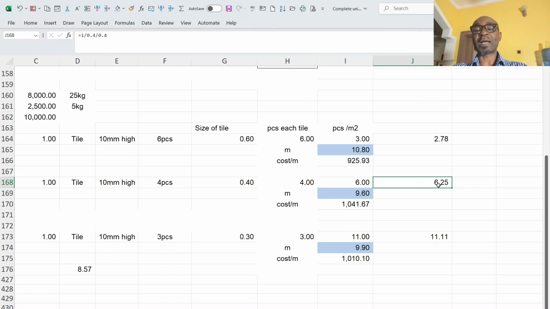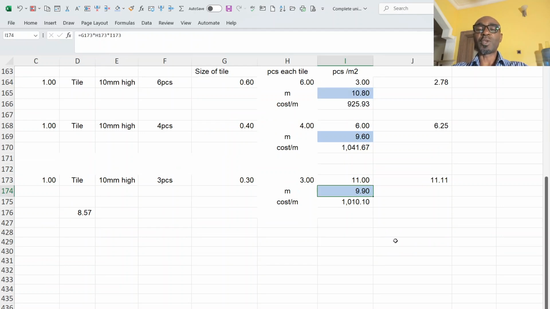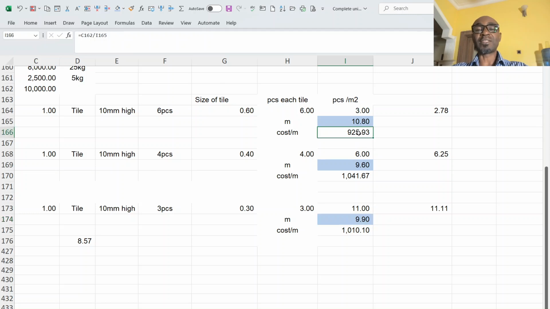You're going to have 6 pieces in a pack to give you 1 square meter, because you can't have smaller tiles that will give you 0.25. So you take the 6. Here also, if you divide 1 by 0.3 by 0.3, you're going to have 11 pieces. 11 pieces to give you this.